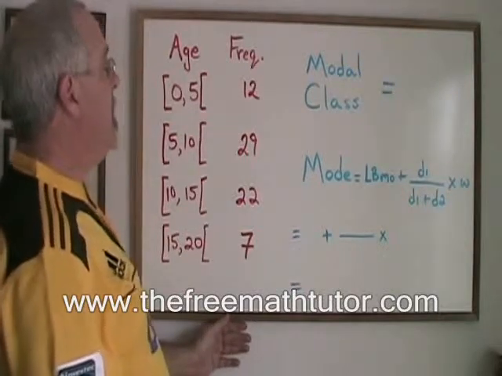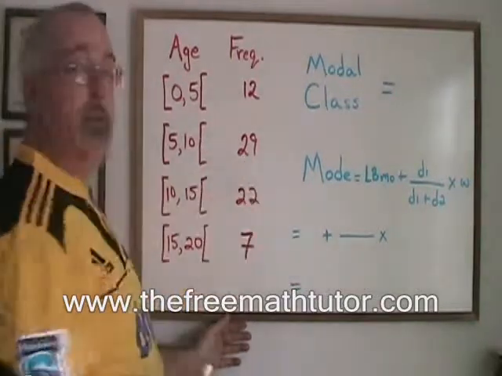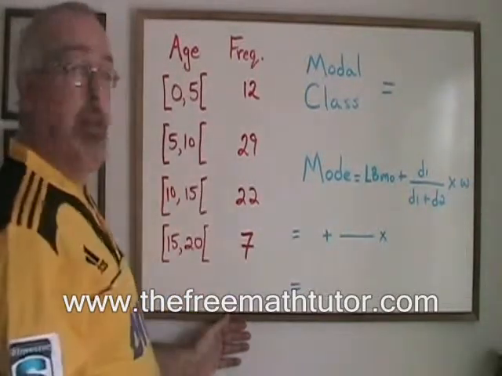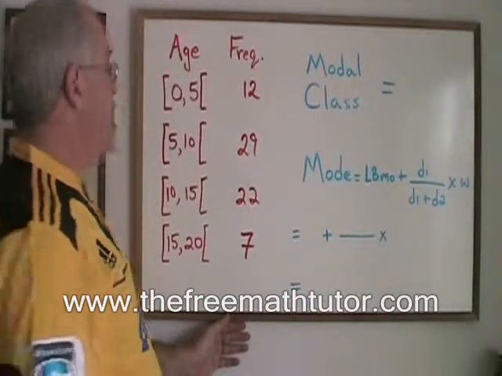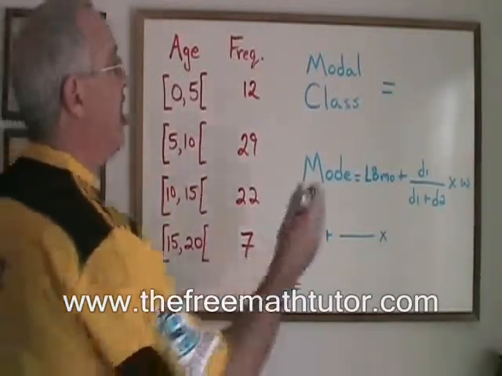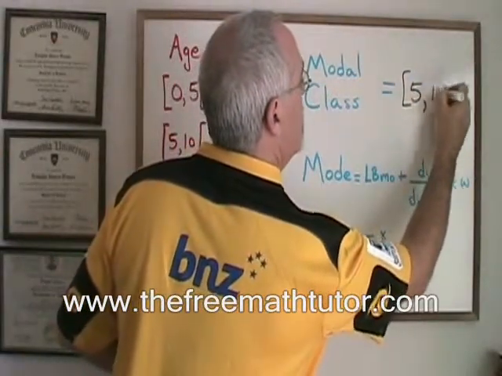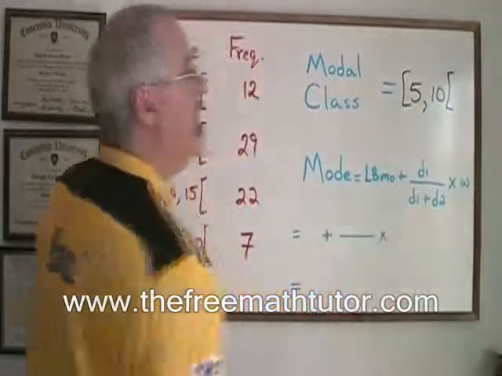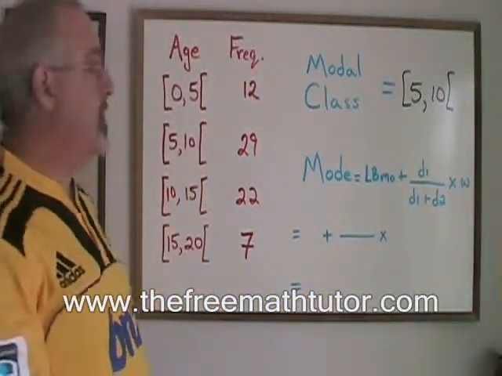The modal class in this case is 5 to 10. It is a mistake to say that 29 is the mode, because 29 is not the data. The data is ages between 5 and 10 years old. So the modal class is the class 5 to 10. This is enough if all you are asked for is the modal class of the distribution.